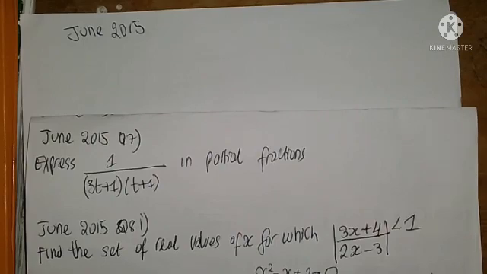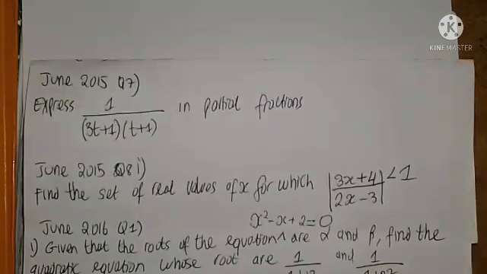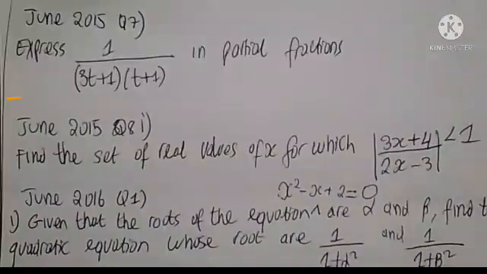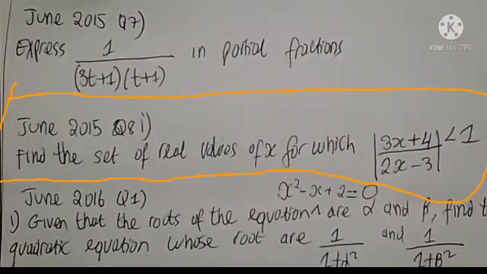So we head straight into the second question of 2015, and it is actually an inequality question, the type of question which we have not yet seen. The question reads: find the set of real values of x for which the absolute value of (3x + 4) divided by (2x - 3) is less than 1.